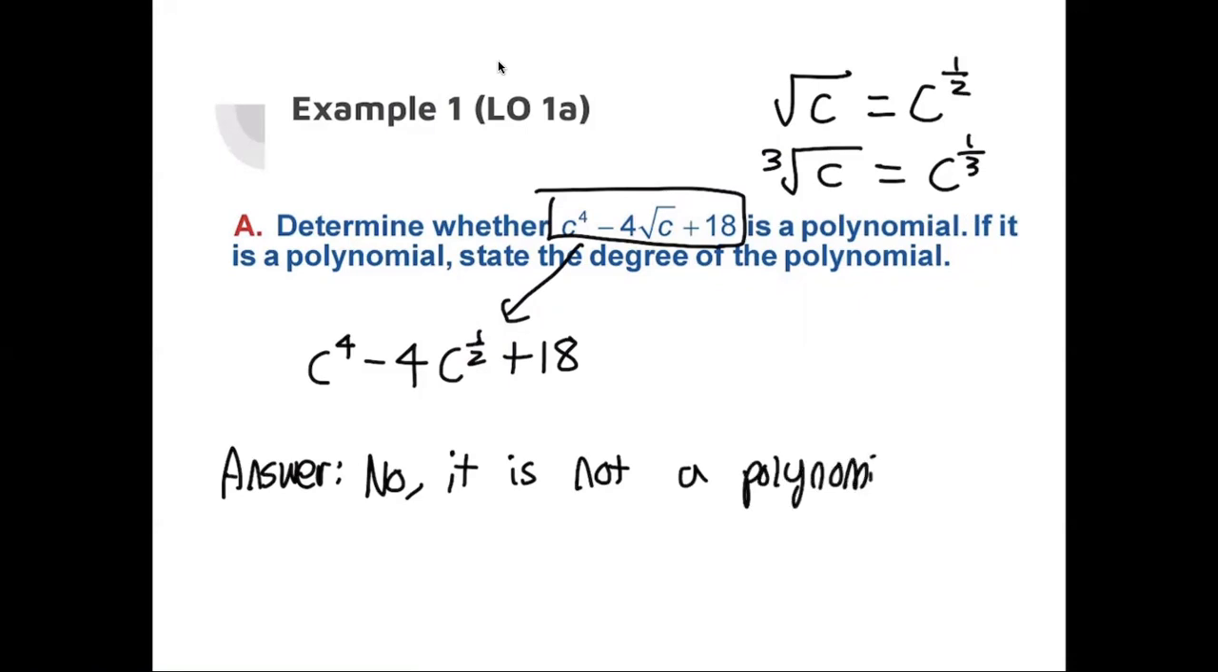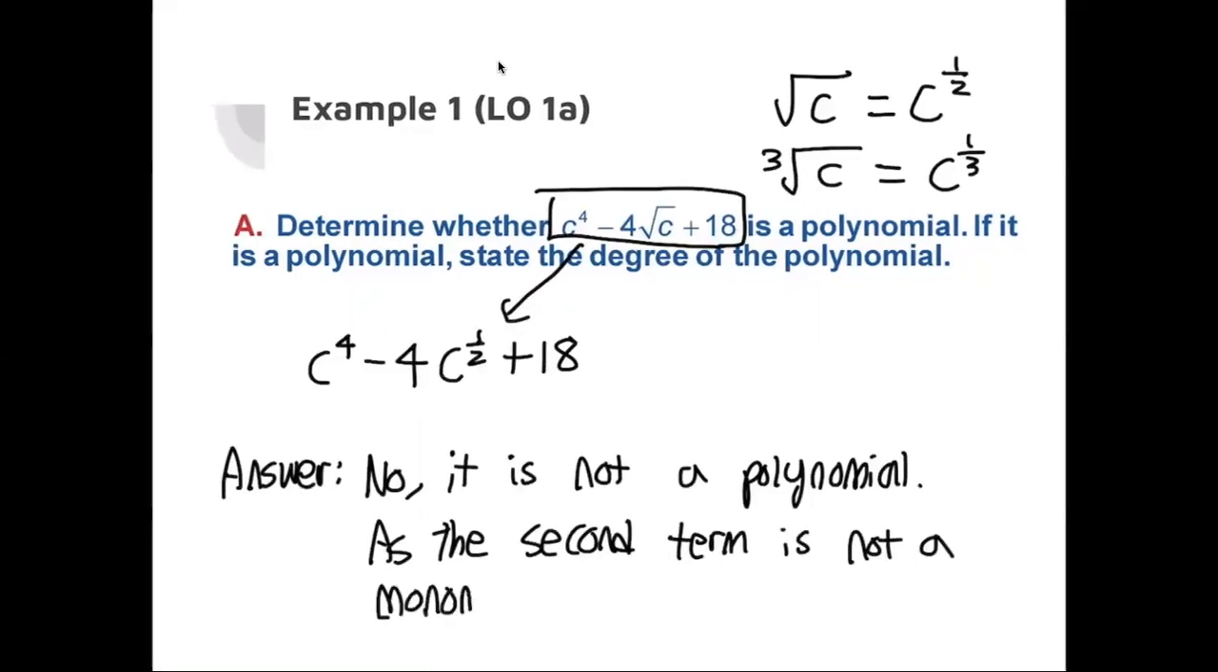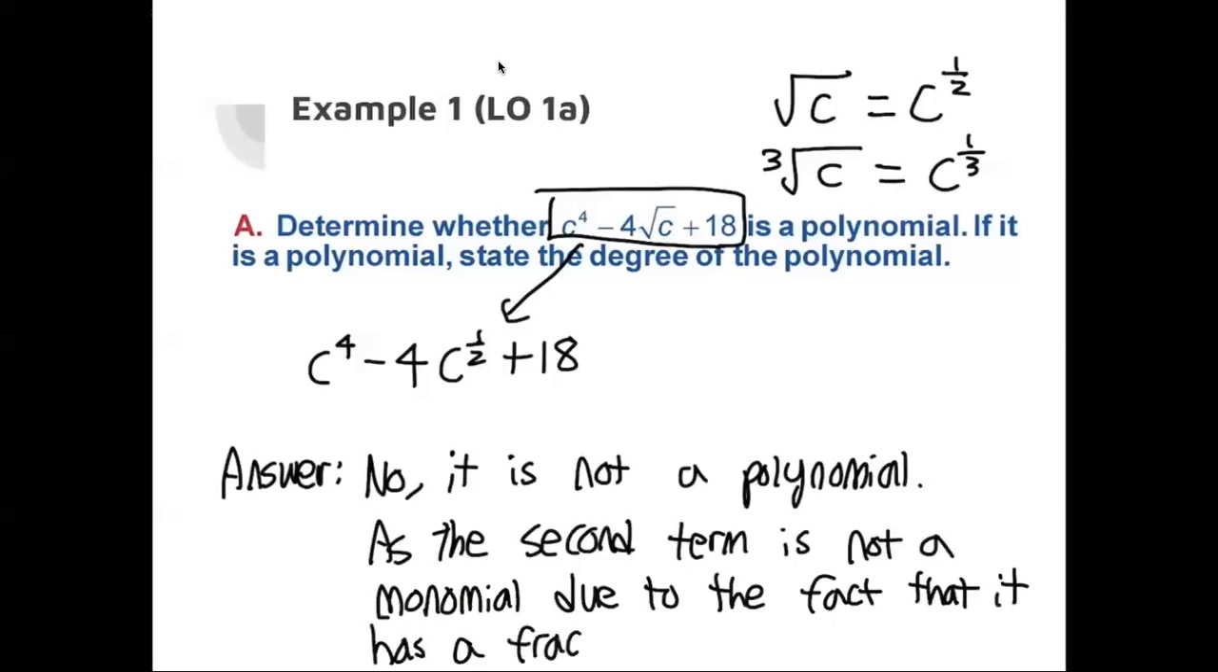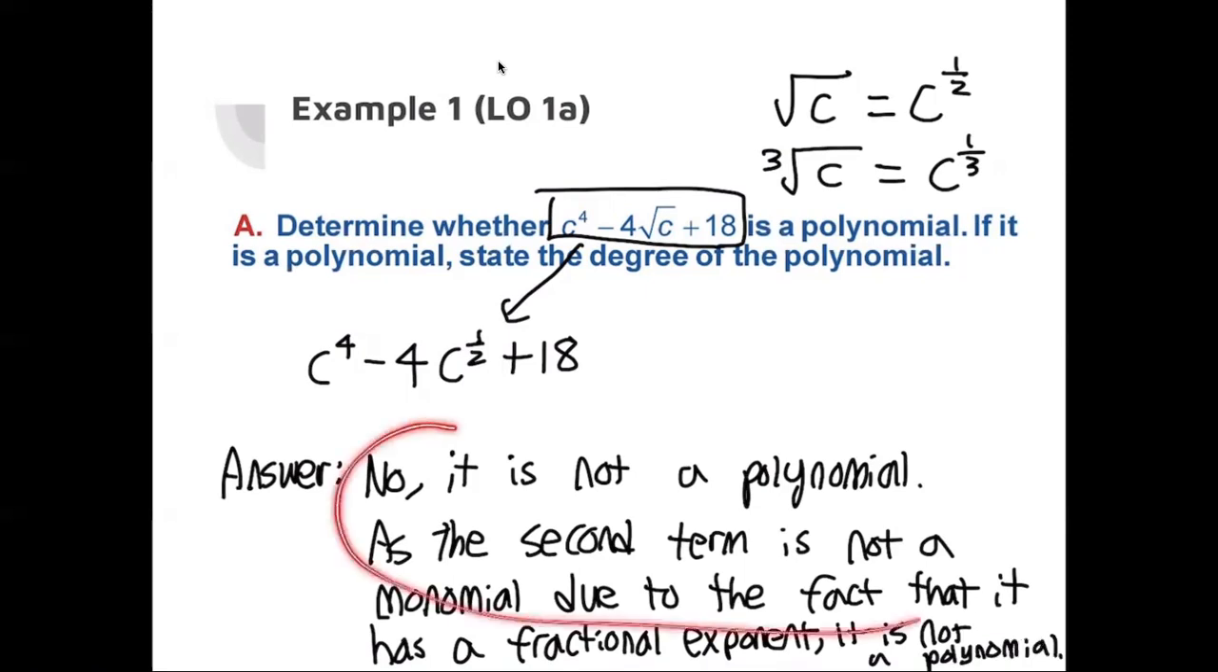If we were to write the reasoning, as the second term is not a monomial, due to the fact that it has a fractional exponent, it is not a polynomial. So if you write like this as your reasoning, you'll get full credit.